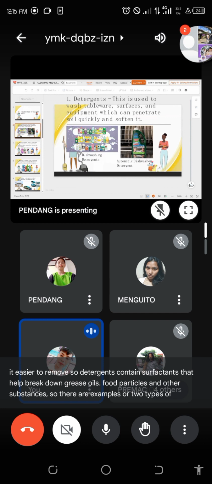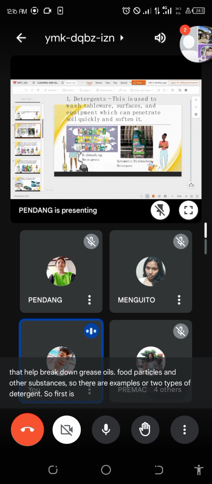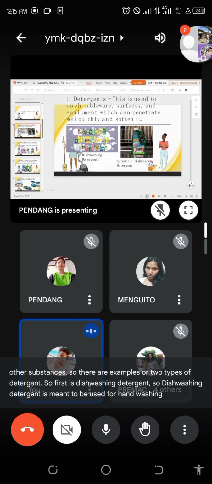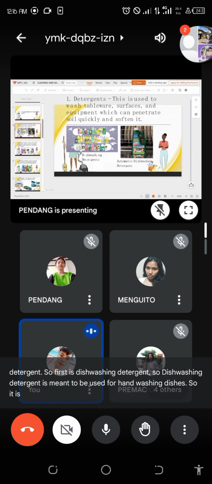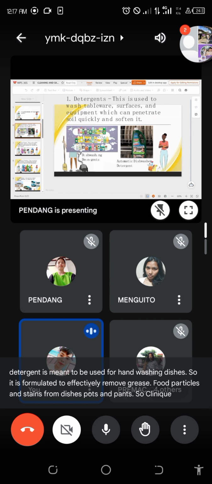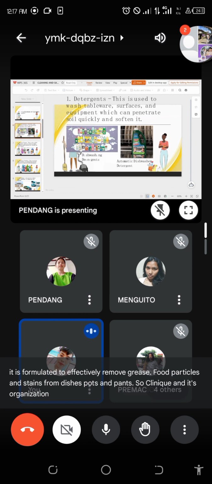First is dishwashing detergent. Dishwashing detergent is meant to be used for hand washing dishes. It is formulated to effectively remove grease, food particles, and stains from dishes, pots, and pans. This is the one you use directly for washing plates, like Joy.